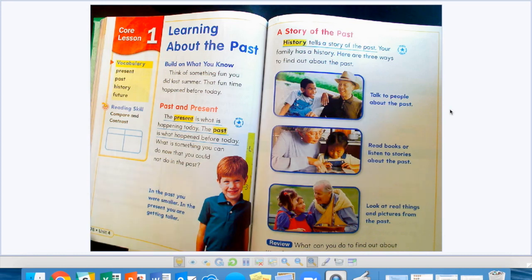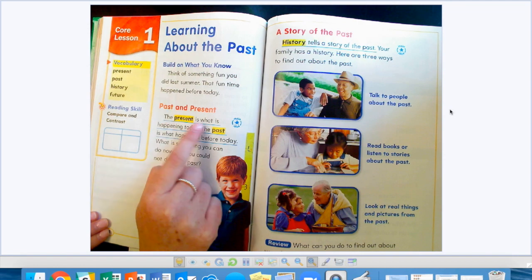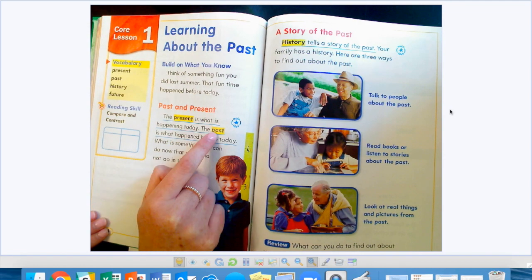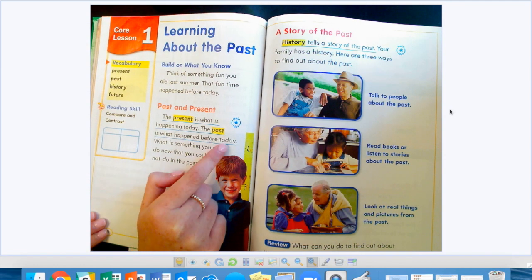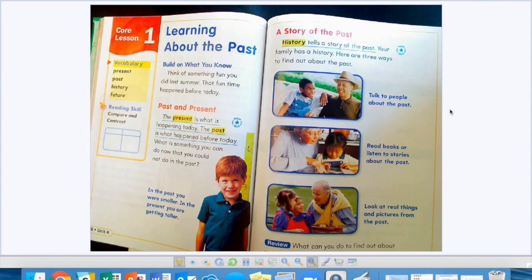Past and present. The present is what is happening today. The past is what happened before today. What is something you can do now that you could not do in the past? For example, you might not have been able to read in the past, and now you can. You couldn't ride a bike, and now you can. In the past, you were smaller, and in the present, you are getting taller.